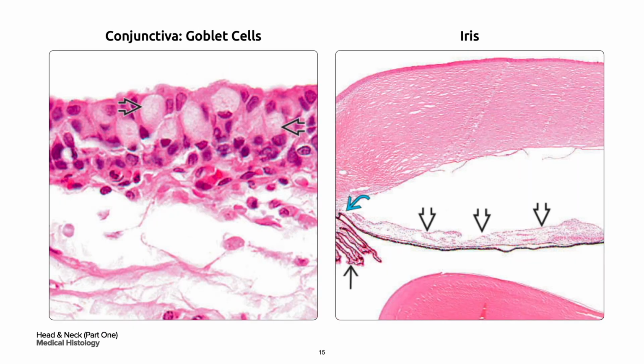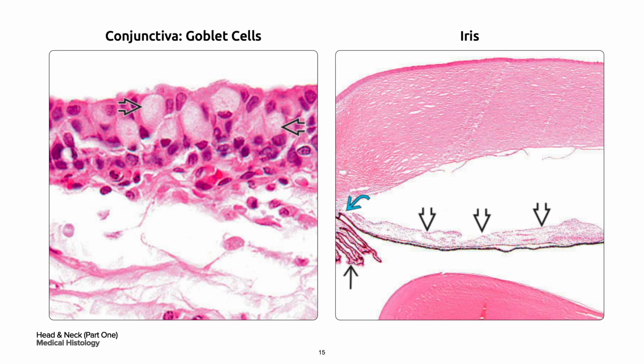Next are your goblet cells in bold black arrow that are seen in this fornicial conjunctiva. Goblet cells are large mucin-containing cells with gray-blue cytoplasm and basal nuclei. This mucin helps to lubricate the eyelid and the conjunctiva.